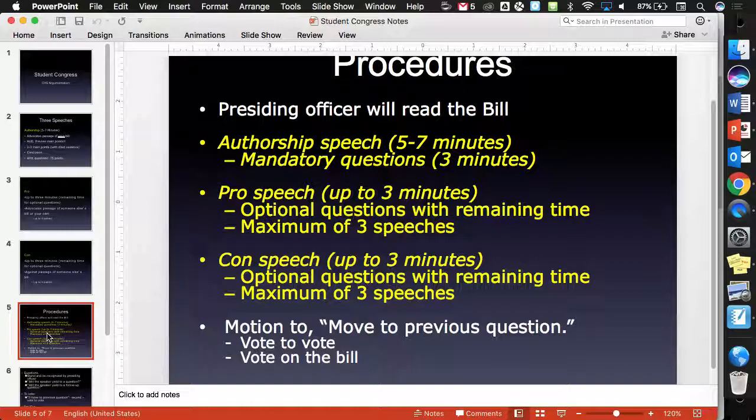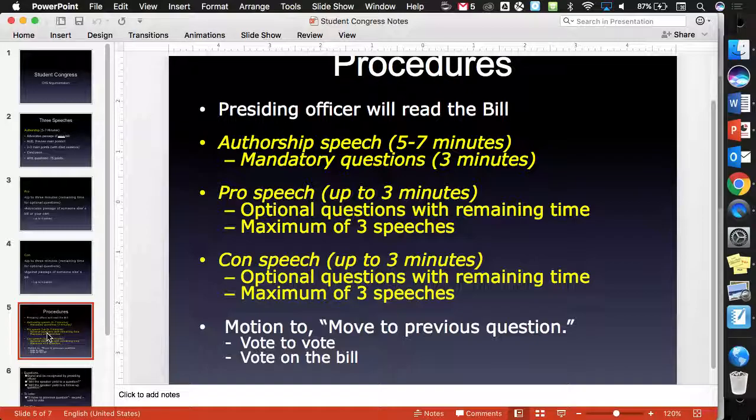Once the con speeches start, we can't go backwards. So if someone had a pro speech they wanted to give at this point, you've lost that opportunity because we've already moved on to the con speeches. But we're not going to sit here and ask, third pro speech, anybody? If we don't have a pro speech, whether it be one, two, or three, we'll just move on to the next thing.